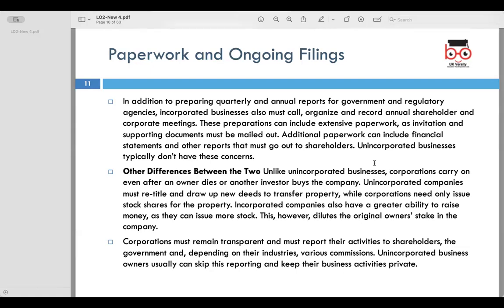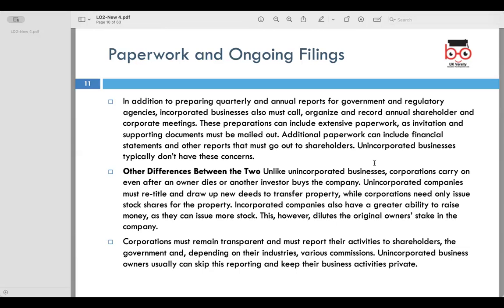As a part of their preparation, a lot of paperwork may need to be filled out and mailed out. So, including invitations and supporting papers, financial statements, and other reports that need to be sent to owners can be extra paperwork. Businesses that are not established usually don't have to worry about these things. Other ways they are different.